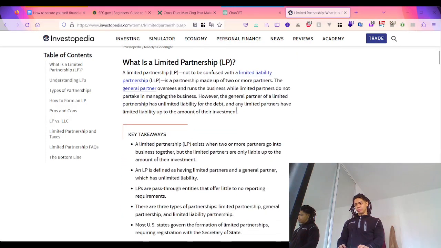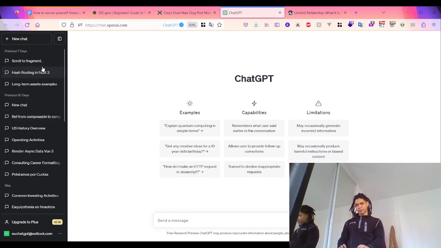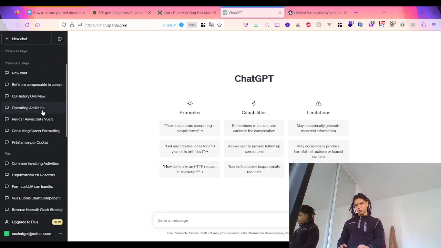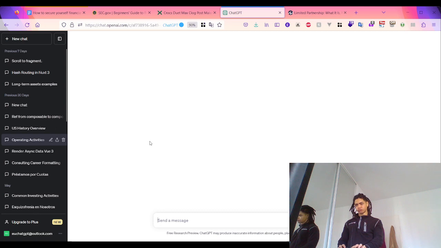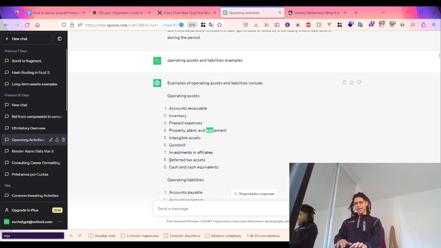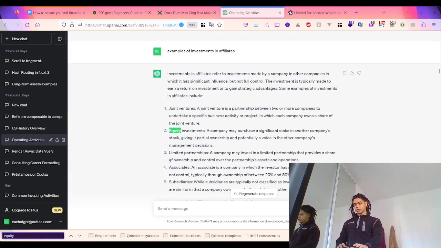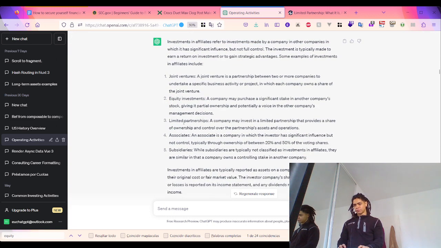But so when I look at these operating activities, specifically at equity investment like limited partnerships, a company may invest in a limited partnership that provides a share of ownership and control over the partnership assets and operations. That's what happens in a limited partnership.